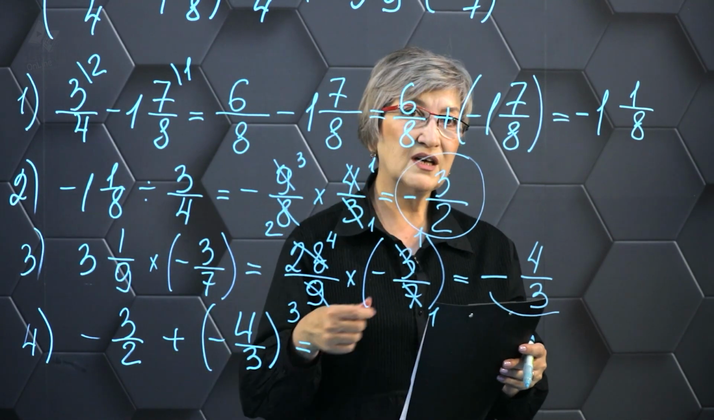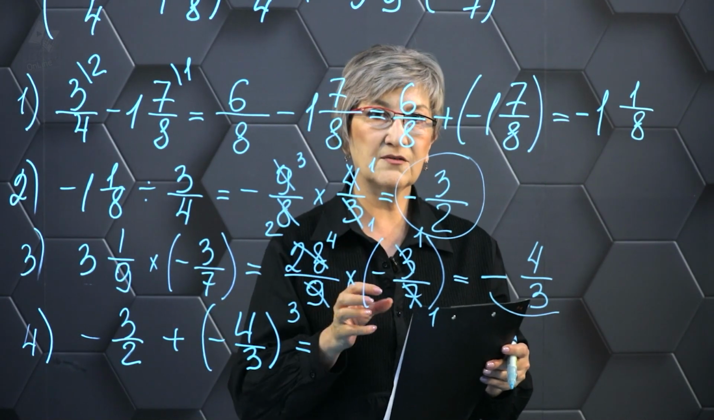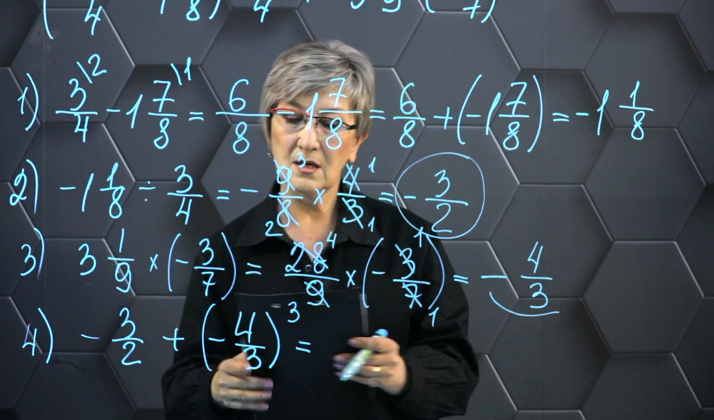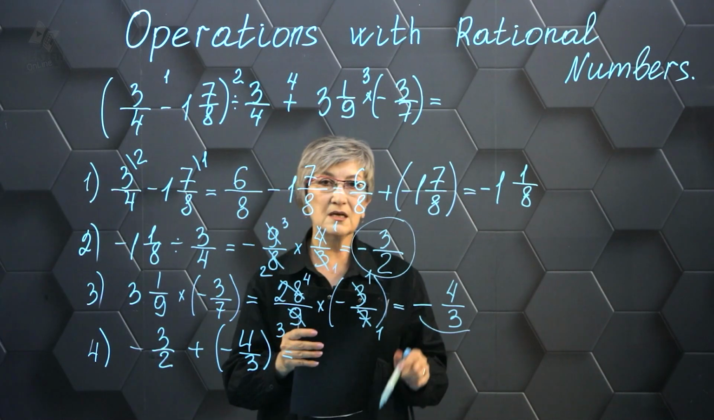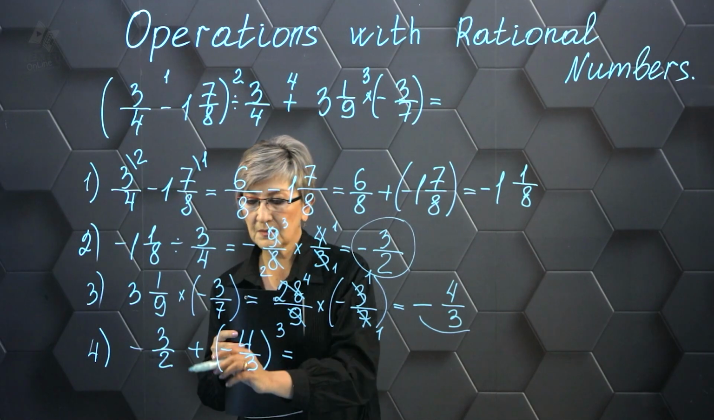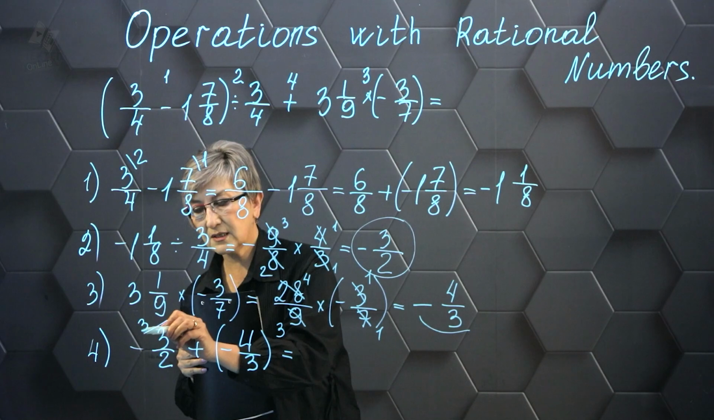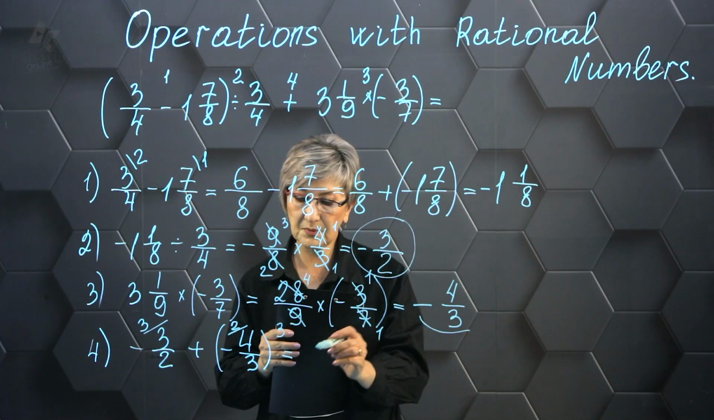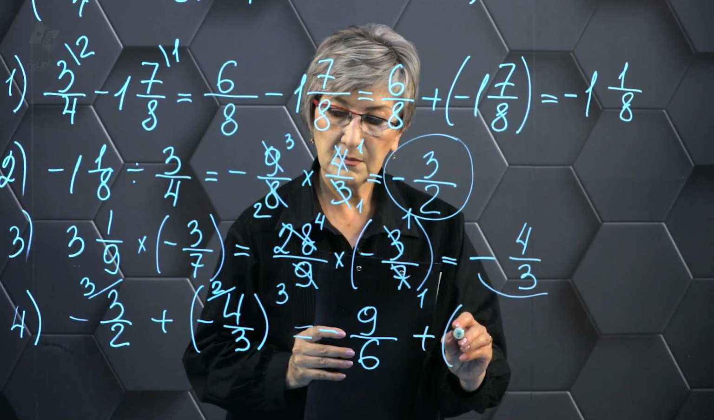Now we need to add two negative numbers together. If we need to add two numbers with the same sign, I add them together and put a minus sign. But minus 3/2 and minus 4/3 have different denominators. We're going to bring them to a common denominator. The common denominator is the number 6. The extra multiplier is 3. And the second fractional number has an additional factor of 2. The result is minus 9/6 plus minus 8/6.